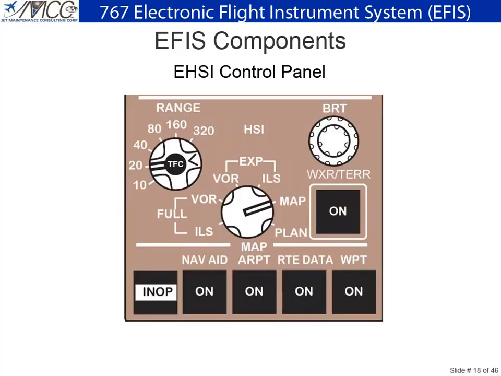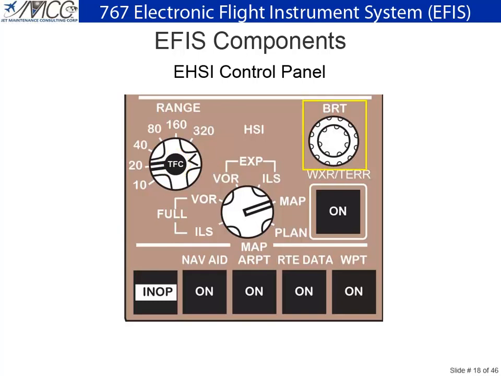The EHSI controls and their functions are as follows. The range switch is a 6-position rotary switch used to select display range. It also controls the range processing in the weather radar receiver transmitter. The switch selects 10, 20, 40, 80, 160, or 320 nautical mile display range. There is a TFC, or traffic, switch on top of the range switch, which you can push to get TCAS indications to show on the EFIS displays.